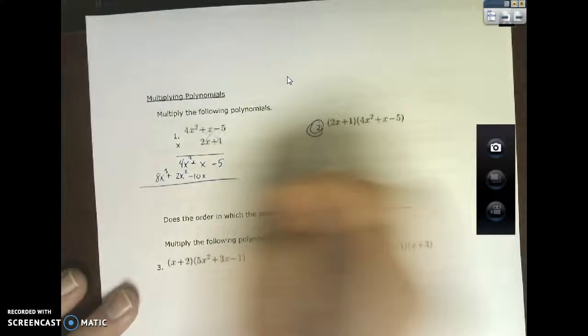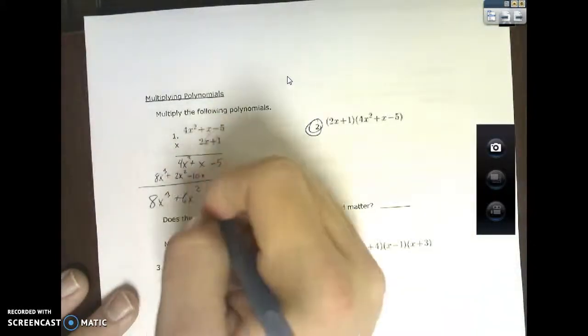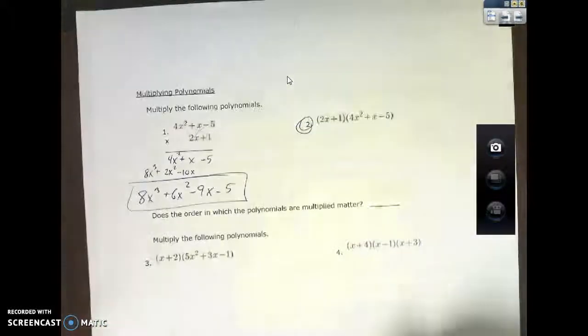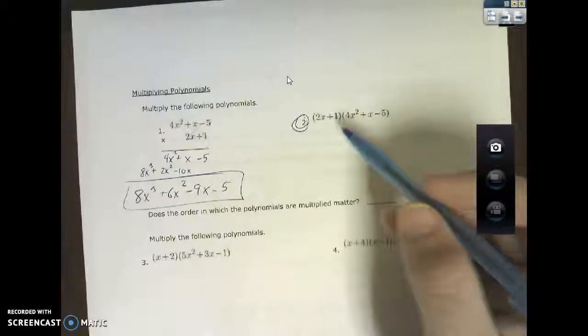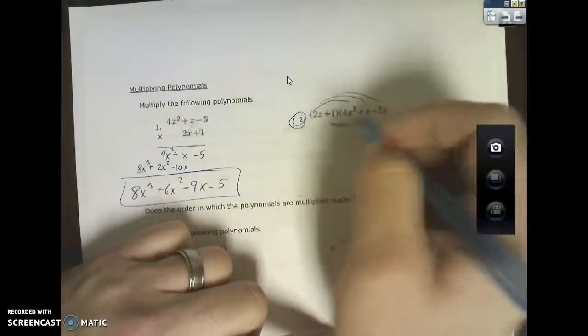And then you combine like terms. 8x cubed plus 6x squared minus 9x minus 5. Okay. Now over here, same idea. It just works better over here.